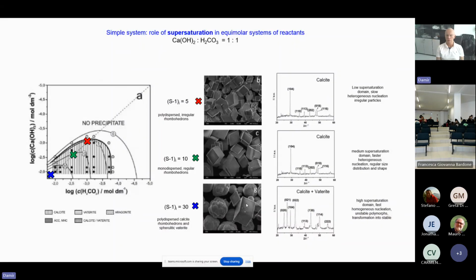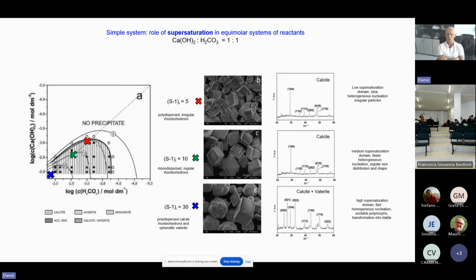So the mechanism assumed for the formation of this precipitate said that in the low supersaturation domain, we have slow heterogeneous nucleation, and therefore irregular particles were obtained. At higher, or we can call it medium range supersaturation, the nucleation was much faster. It was still heterogeneous, and the particles that appear are regular, so it means that nucleation was faster, and the shape of this crystal is also relatively regular.